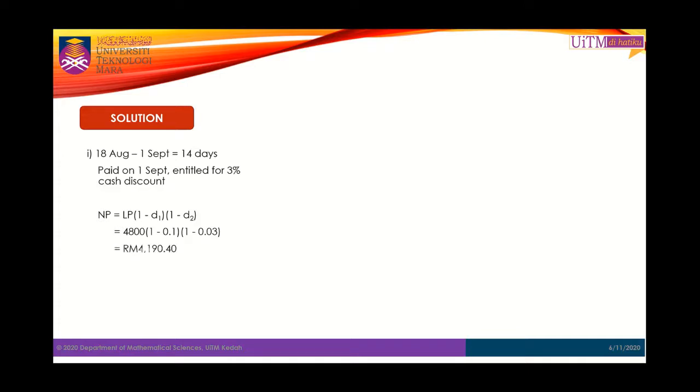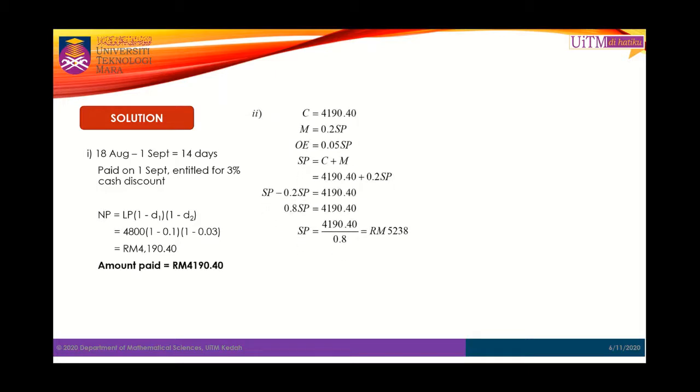So you found that the net payment will be 4,190.40. Okay, so this is the answer for the first question, finding the amount paid. The second part asks you to find the selling price. In this case, based on the previous answer, the amount paid right now is actually the cost for calculating the selling price.